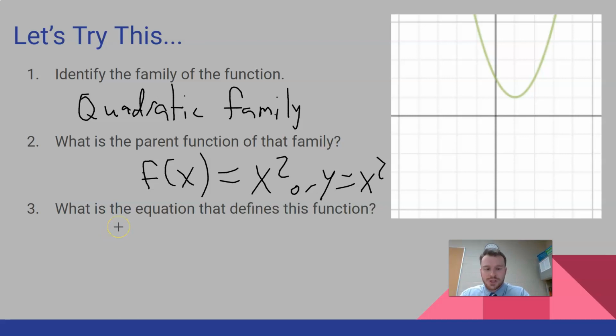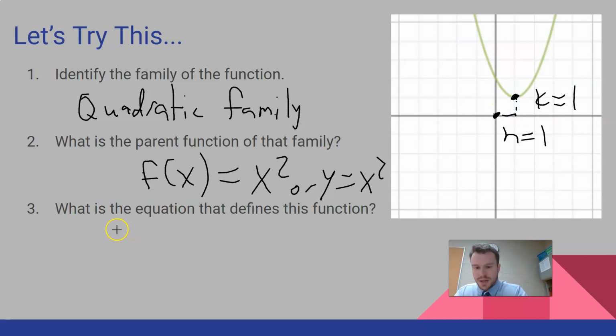Now we want to find the equation that defines this function. Now remember I told you that the vertex of the parent function starts at the origin. Use the vertex to find how the quadratic function has been transformed. So let's see how far away this vertex is from the origin. Well, it's 1 unit to the right, and it's 1 unit up. So if we're going 1 unit to the right, that means h equals 1, and we're going up 1, so k must also be 1. So 1 unit to the right and 1 unit up.